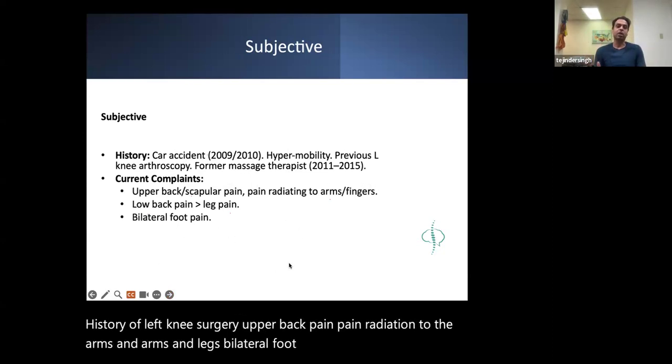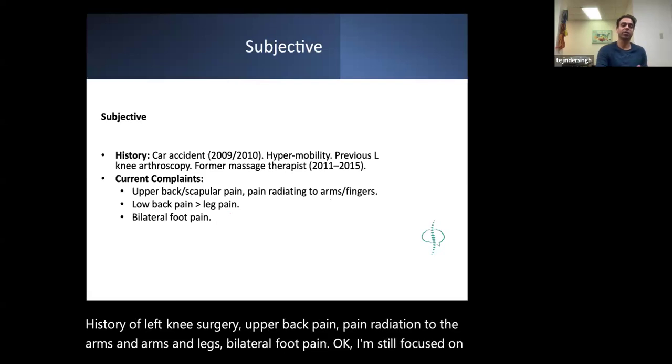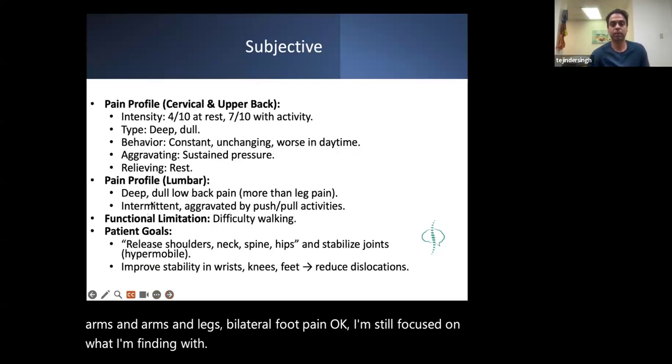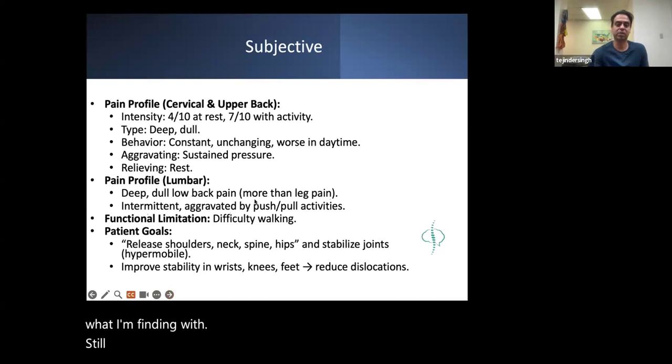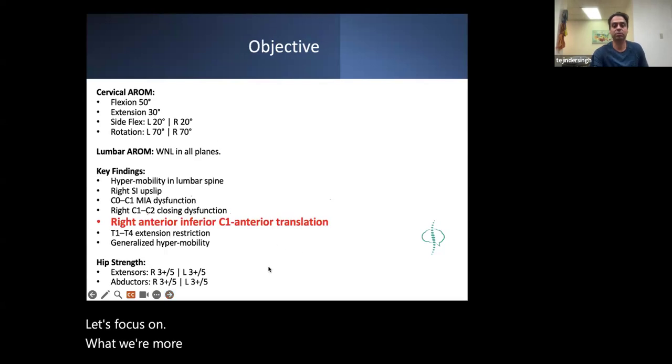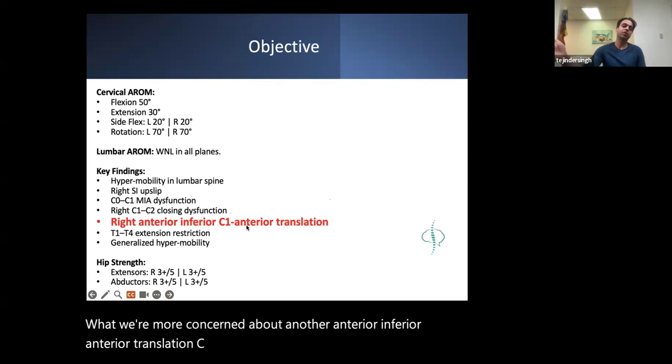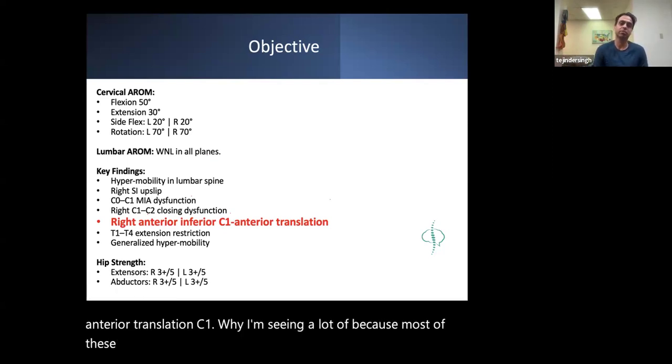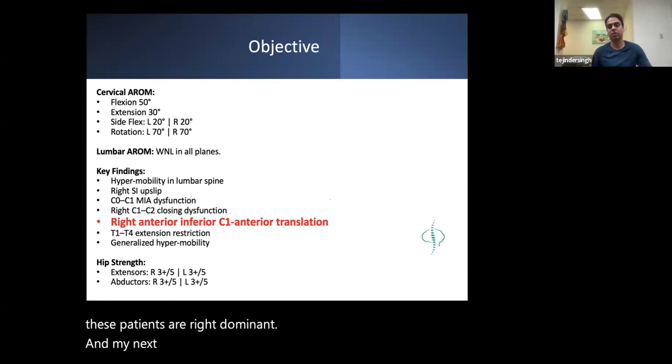I'm still focused on what I'm finding with C1. And you can see intensity is 4 on 10, 7 on 10 with activity. I think let's focus on what we're more concerned about. Another anterior translation C1. Why I'm seeing a lot of this is because most of these patients are right dominant. And my next case study, my patient is left dominant, so I think he presents exactly opposite.